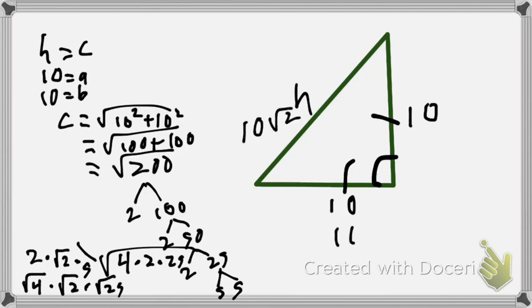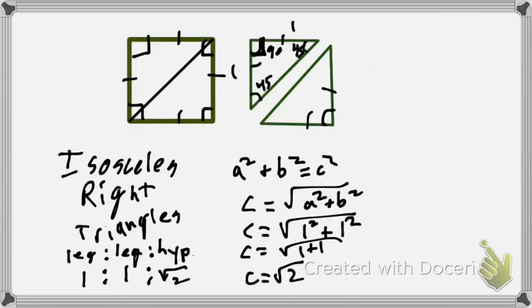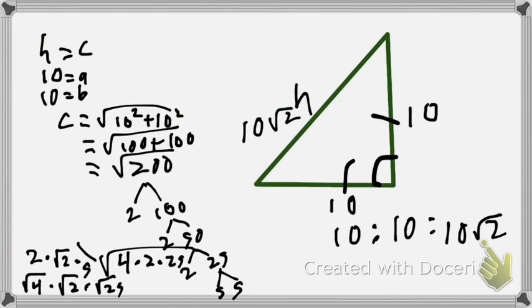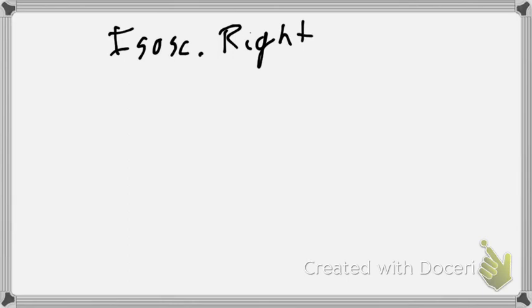So notice here the ratio of the legs, 10 to 10 to 10 radical 2, is exactly the same as over here, 1 to 1 to the square root of 2. The legs are the same, and the hypotenuse is the length of the leg times the square root of 2. So let's write that down. So we have isosceles right triangles.